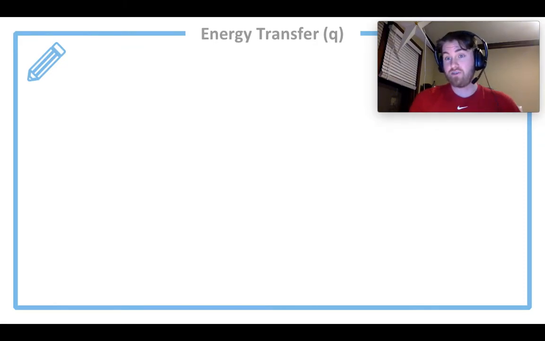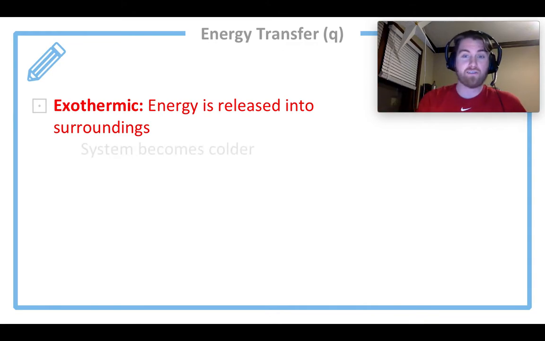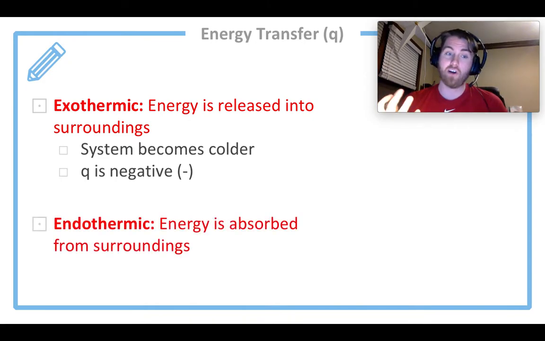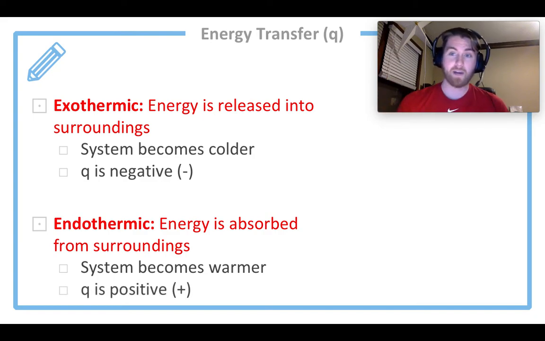Now, energy can transfer in two specific ways: either something is going to gain energy or something is going to lose energy. If you are losing energy specifically from an item to its surroundings, we call that an exothermic reaction. The system becomes colder and the heat exchange is negative. Again, think about direction. It's going away. It's negative. If you gain energy, then it's called endothermic, and that heat is absorbed from its surroundings and the system becomes warmer. And then your q is positive. These are the only two ways in which energy can transfer. If you lose it, it's exo. If you gain it, it's endo.